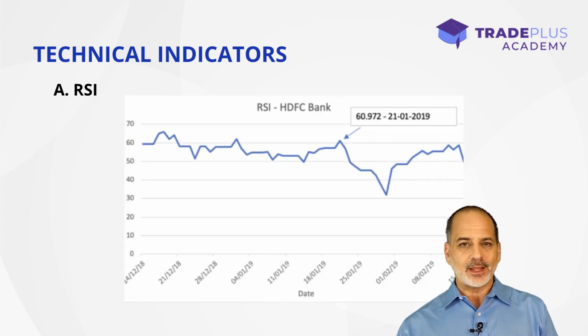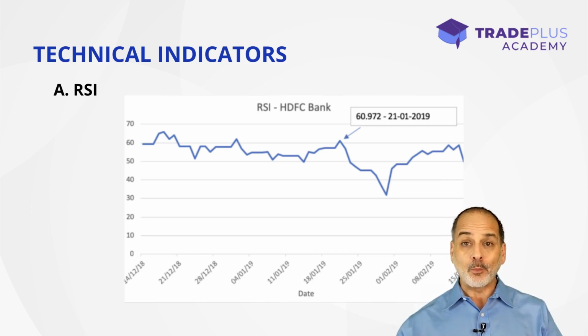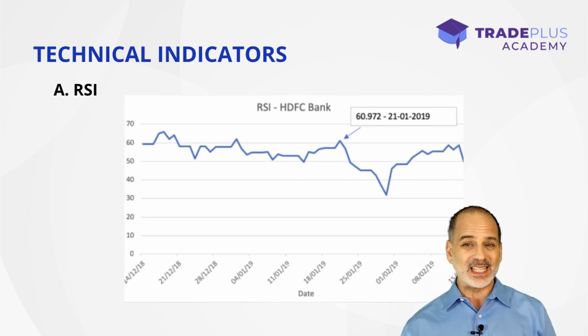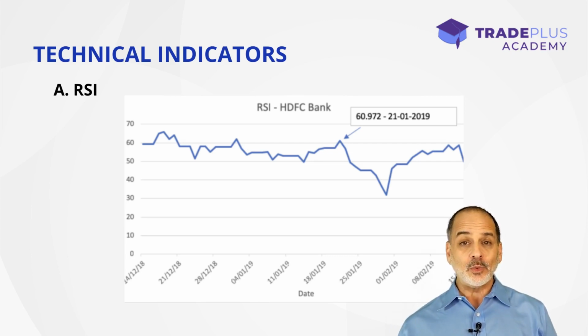Observe from the chart that the RSI values were on a rise from the 15th of January 2019, indicating a growth in the share price. The upward trend continued and the RSI index rose to the value of 60.972 on the 21st of January. This value was considerably closer to the ideal upper bound value of 70.